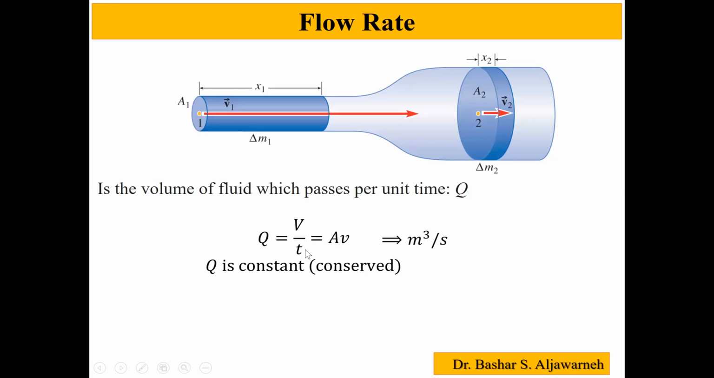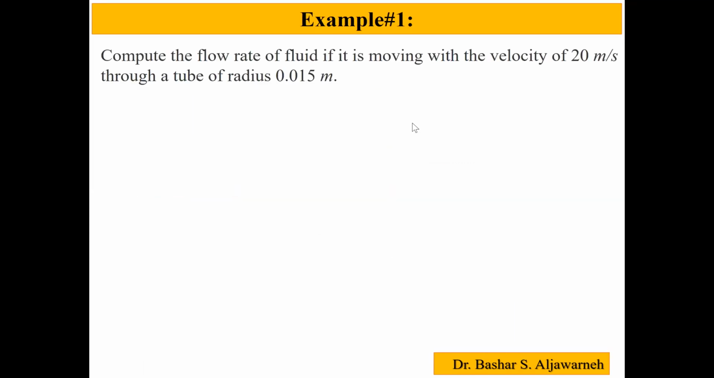And as I mentioned at the beginning, the flow rate at the entrance equals the flow rate at the exit. Therefore, we can say this flow rate is conserved, which means I have a constant quantity. Therefore, we can say Q1 equals Q2. And this equation is called the equation of continuity, or continuity equation. Here we are talking about the flow rate, which is Q equals V, volume divided by time, or area times velocity.